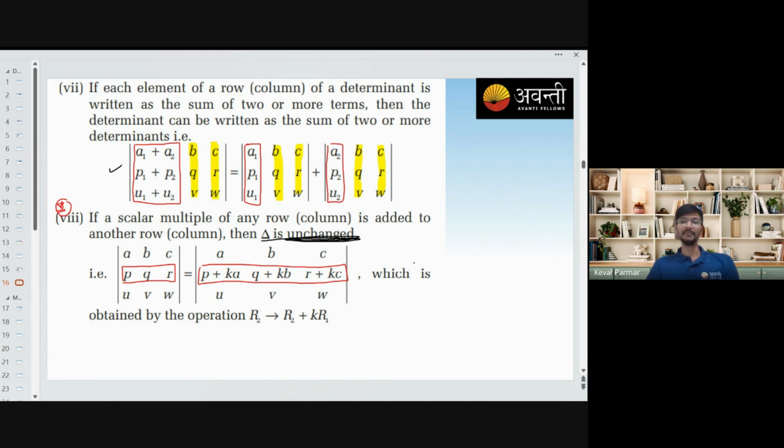Now, determinants, all of the things are over. We'll move on to matrices. I know linear equations are remaining. We'll do that at the end of matrices.